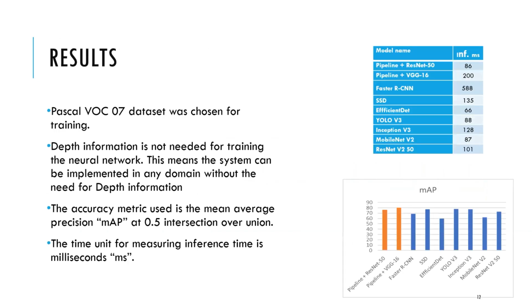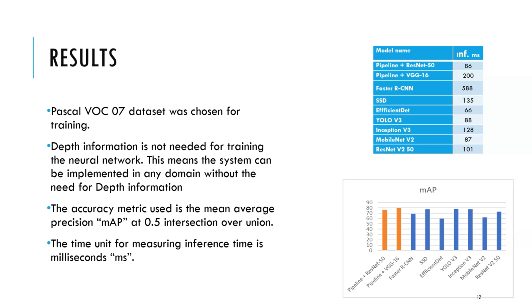For the results, we chose to train on a standard dataset in order to compare to other neural networks at that time. So we settled on Pascal VOC 07. And if you think about it, where is the depth information capturing and training? This is where the modularity also comes in: the depth information is not really needed for training the neural network, because we didn't want to modify it, to keep each operating module standard.